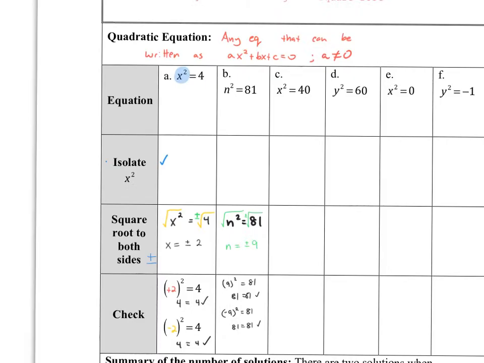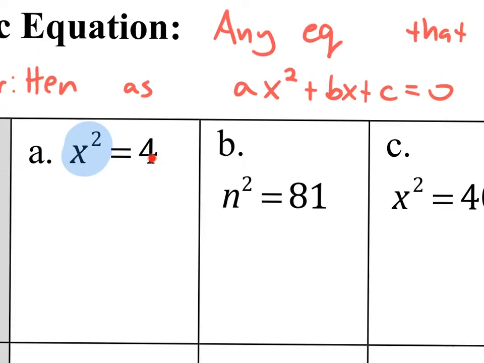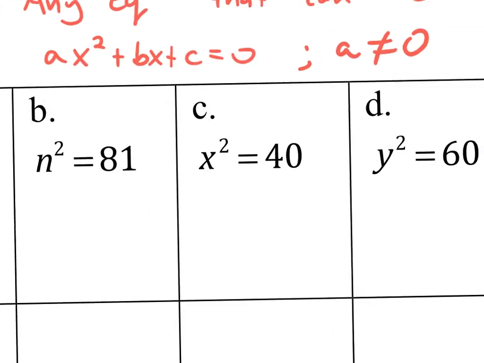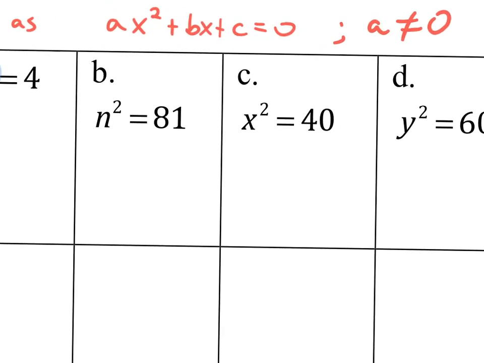That one's straightforward, and that works out nicely because the numbers that we were dealing with, the 4 and the 81, are perfect squares. That's not always going to be the case. Life doesn't always give you perfection. So step number 1, we need to make sure that my squared component is by itself. It is.